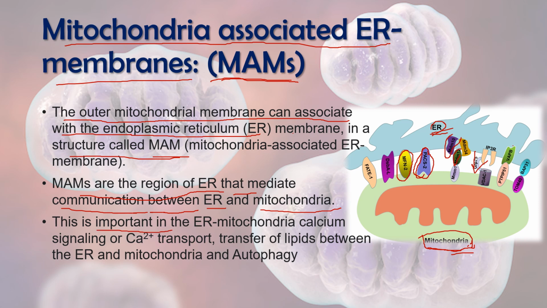Basically, it is important in mitochondrial calcium signaling or calcium transport. The main function of the junction of these two organelles is calcium ion regulation and transport, or calcium signaling. It also helps in the transfer of lipids between the endoplasmic reticulum and mitochondria, and last but not least, it is responsible for autophagy, or we can say the apoptosis process.